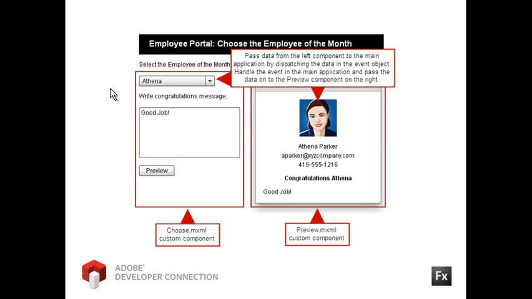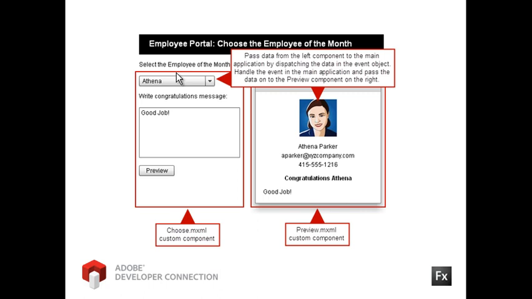Let's take a look at the final output again. You can see that the Employee of the Month preview component displays the employee's image, name, email, and phone number along with a congratulations message. This information comes from 2 places in the Choose Custom component. Remember that this drop-down list control is populated from the XML file, which contains all the information about each employee in the list.